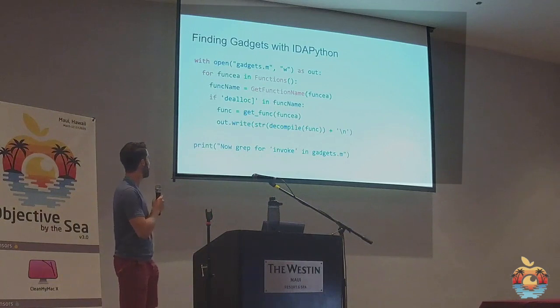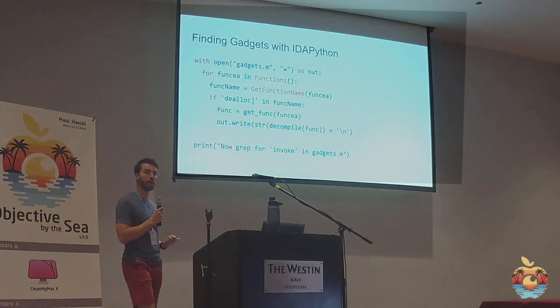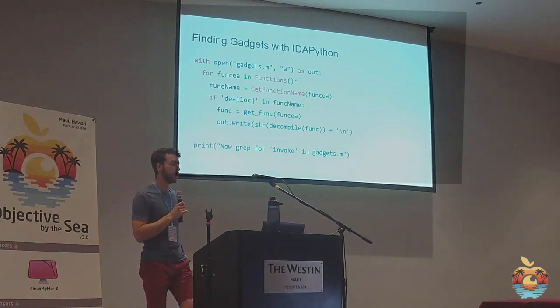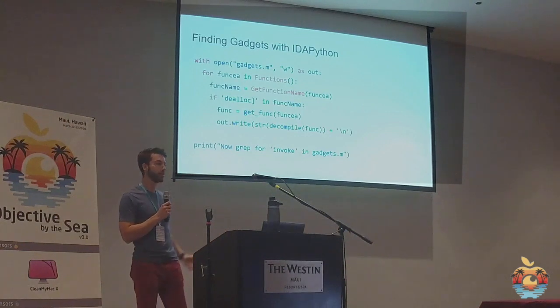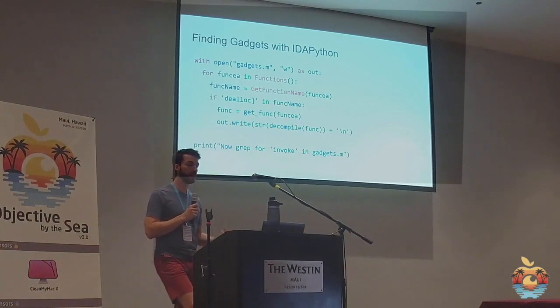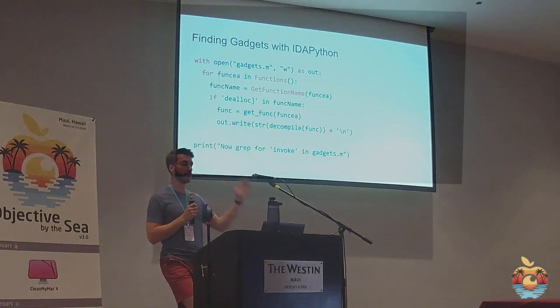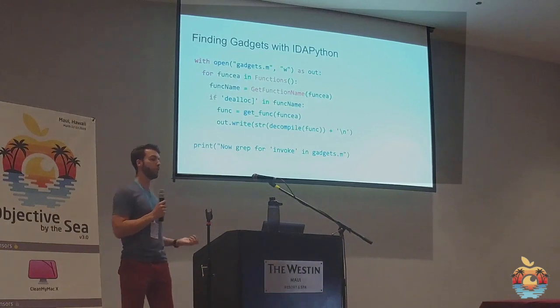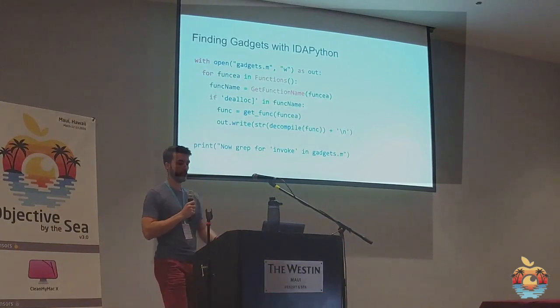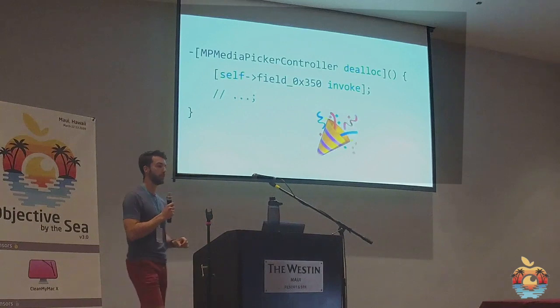And so the way I did it is I wrote some IDA Python, which you can see here. It's really just seven or so lines of code, which find every dialog implementation in the process, and then decompile that. And so then I have a list of, I think, a couple of 10,000 dialog methods, and then I just grep for invoke in those, right? And this turned up at least one.